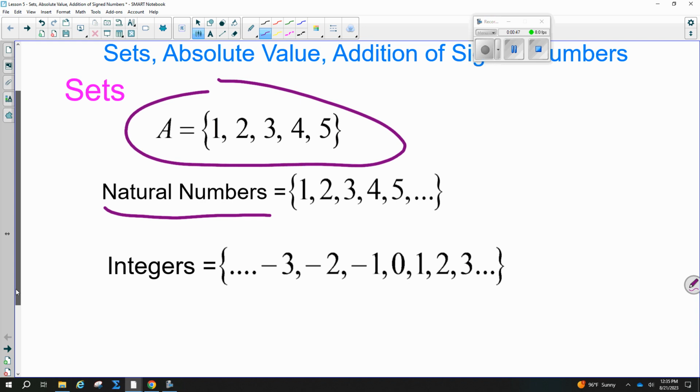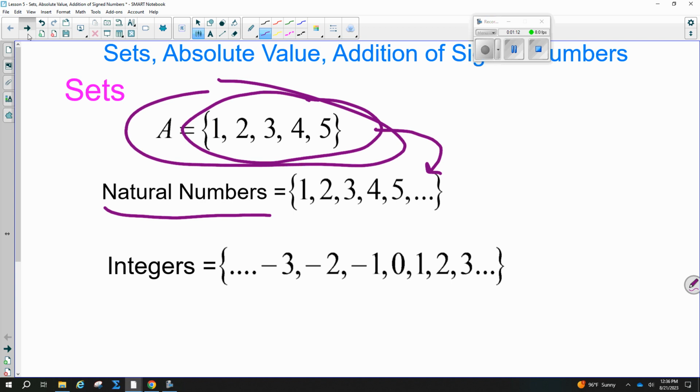Zero's in it, okay? Quick question, is this a set, a subset of the natural numbers? Yes, okay? Like it fits inside of that. All right, it doesn't work the other way around though. Are the natural numbers a subset of A? No, because all of them are not in A. So in order to be a subset, they have to all be included in that set. All right, absolute value.